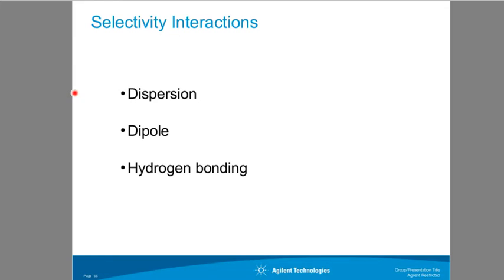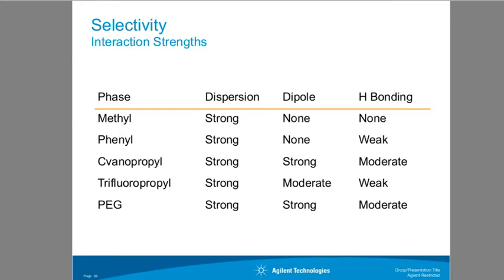The selectivity interactions that we can take advantage of are dispersion, dipole, and hydrogen bonding. That's really what's going to make selectivity and resolution possible. And here I've listed, as the phase, these are the substitutions. Of course, the PEG is 100%, but we'll have varying degrees of trifluoropropyl, cyanopropyl, phenyl, and methyl. The contribution to what they have is listed here, and again, this is for your reference.